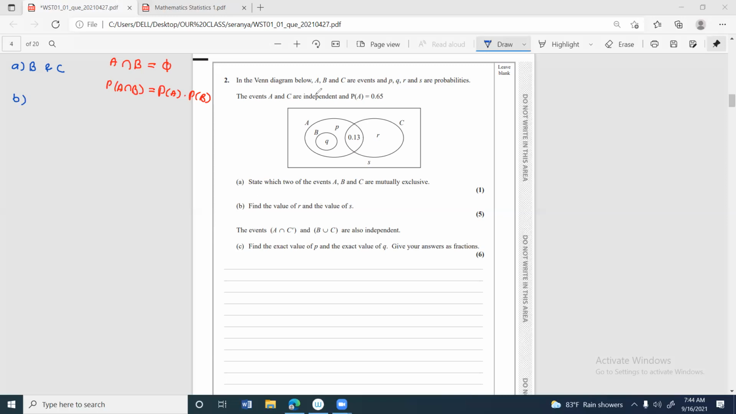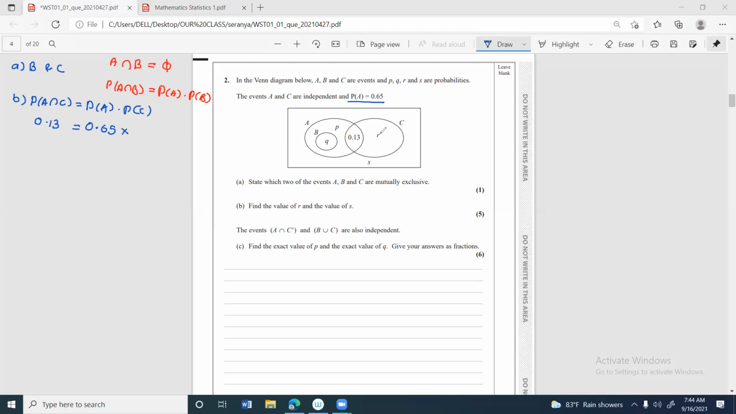Yes. Events A and C are independent, whereas P(A) is 0.65. If events A and C are independent, straightforward, I can write A intersection C is equal to the probability of A times the probability of C. That's a fact we need to understand. Okay, right. Then A intersection C, let's see where is the intersection C. Yeah, it's here, 0.13. Probability of A, they have given 0.65, times C. C is this.